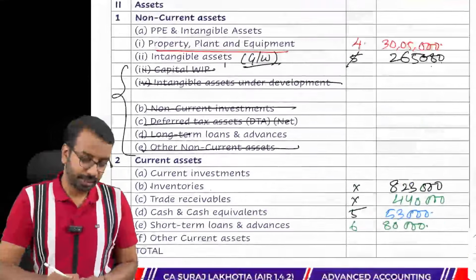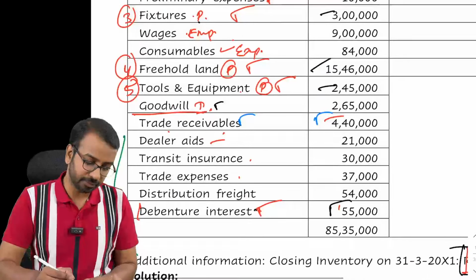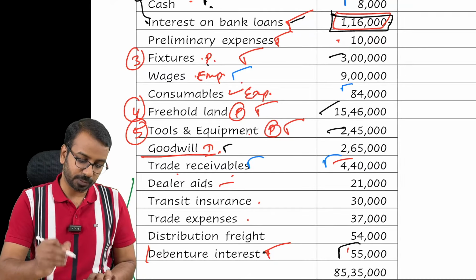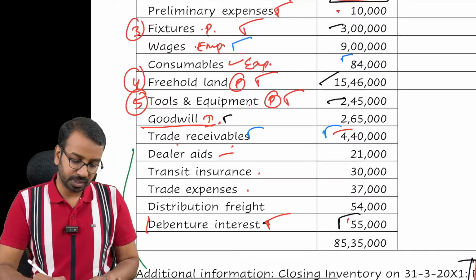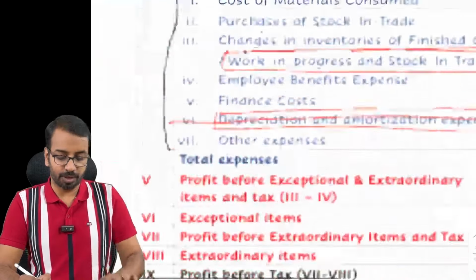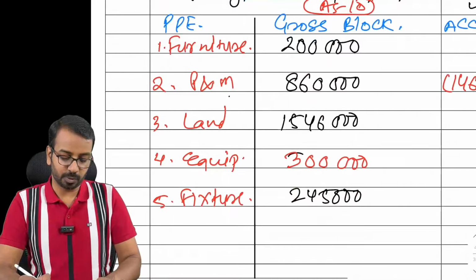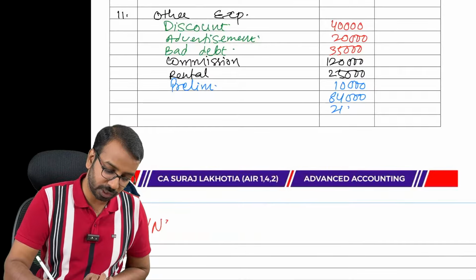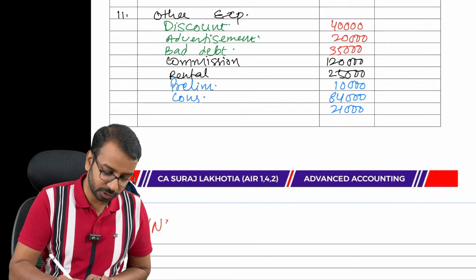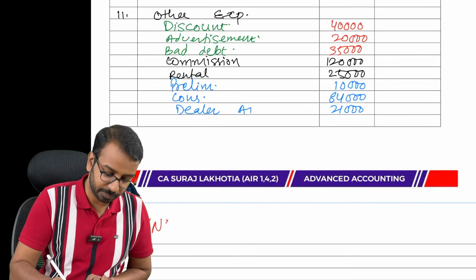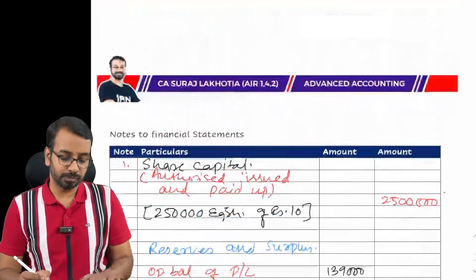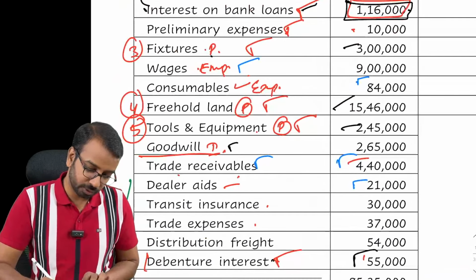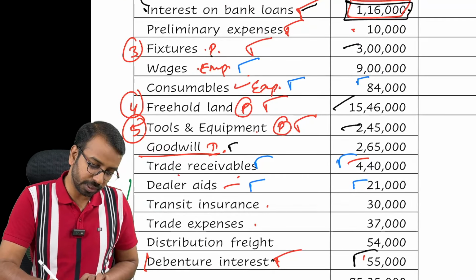Okay. Then after that, what do we have? We are done with preliminary expenses, we are done with wages. Consumables 84,000, other expenses. And dealer aids 21,000, 84 and 21. So let us plot that. 84,000 and 21,000. 84 was consumables. This is dealer aid 21,000. Okay, so dealer aid is done and consumables also is done.